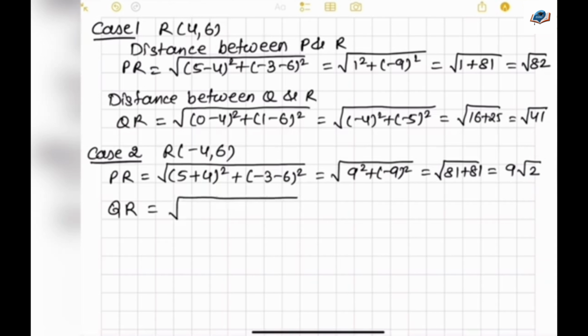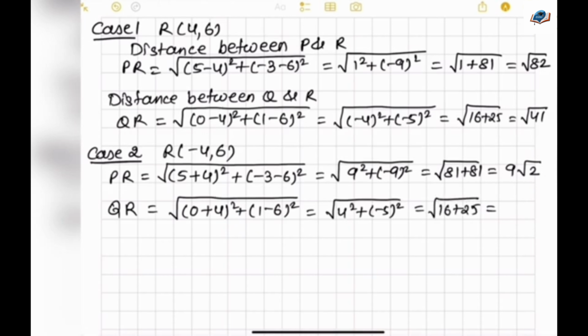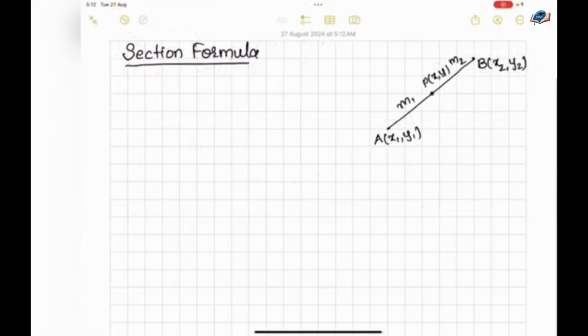Now QR will be root of 0 minus of minus 4. So (0 plus 4) whole square plus (1 minus 6) whole square. So that will be 4 square plus (-5) whole square. So 16 plus 25. Now next topic is section formula. Section formula is nothing but to know a point P(x, y) which divides the 2 points in the given ratio.